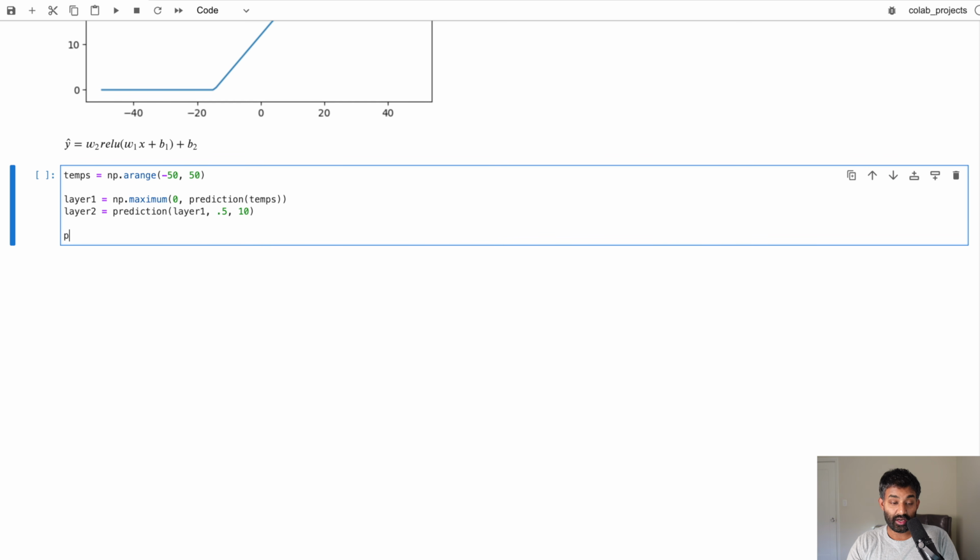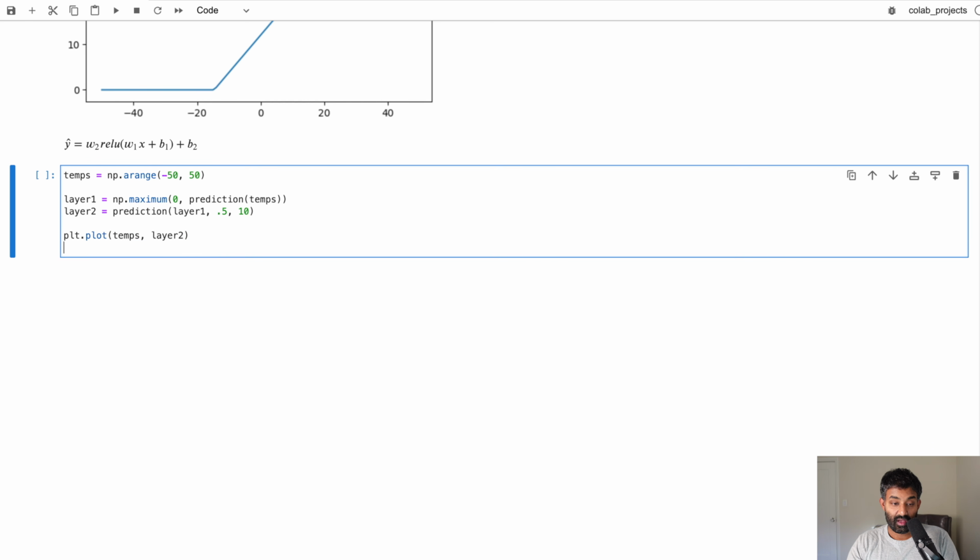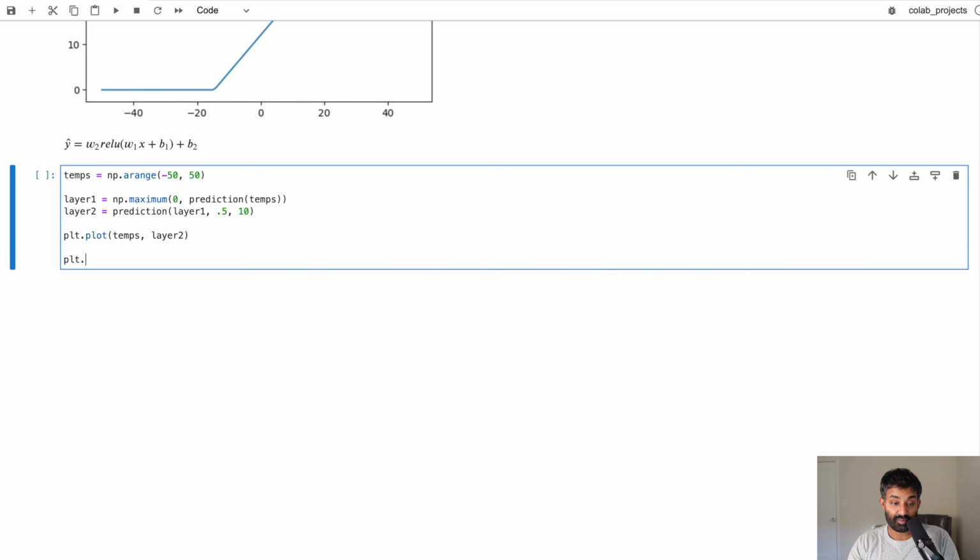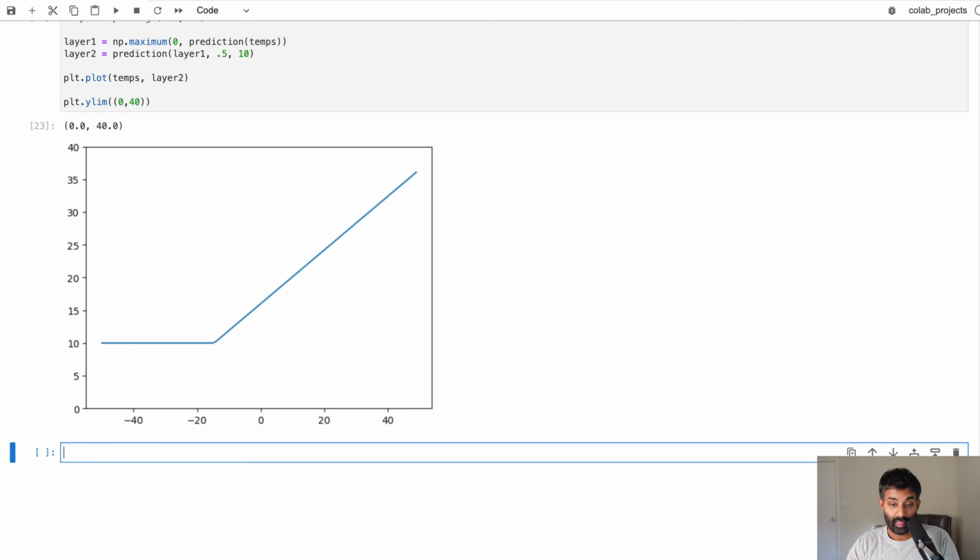Okay, so that's layer 1 and layer 2. And then we can do plt.plot(temps, layer 2). So we'll be able to see what it looks like at this point. I'm just going to set the limits of the plot properly so you can see the entire plot. Okay, so a slight improvement, right? Instead of predicting 0 every time, we're now predicting 10.